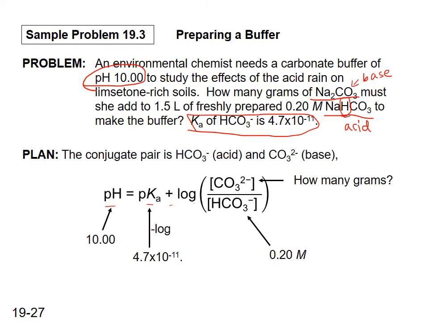Using this equation, we can first solve the concentration of the carbonate ion. With the concentration solved, and the volume given, we can calculate the number of moles. So first, you calculate the concentration of carbonate, and then from concentration, we calculate the number of moles. And from number of moles, you calculate grams by molar mass.